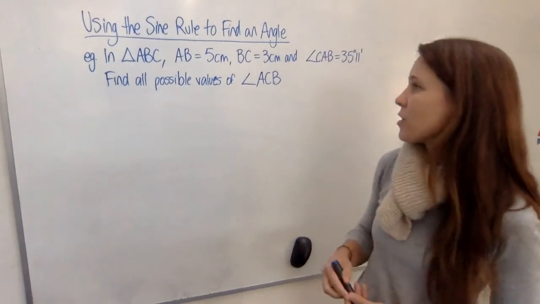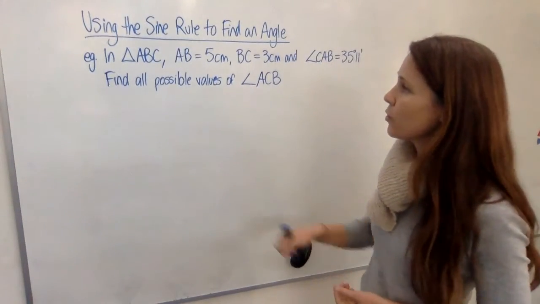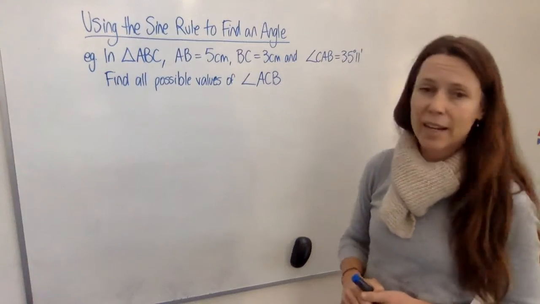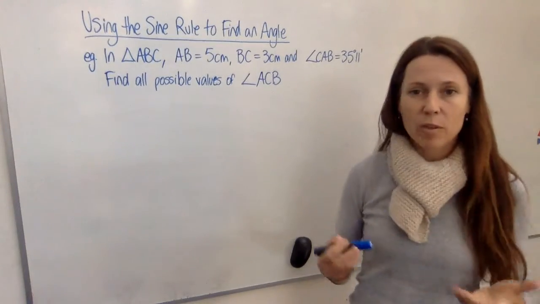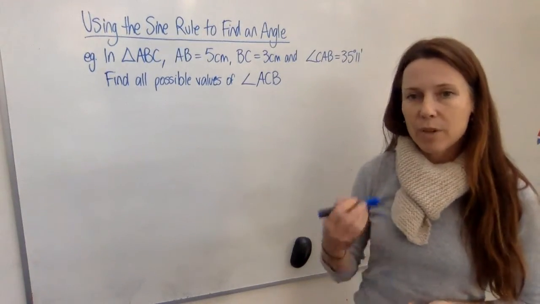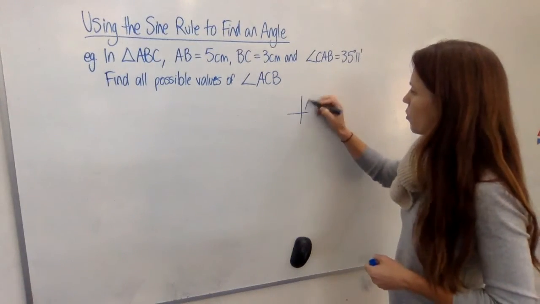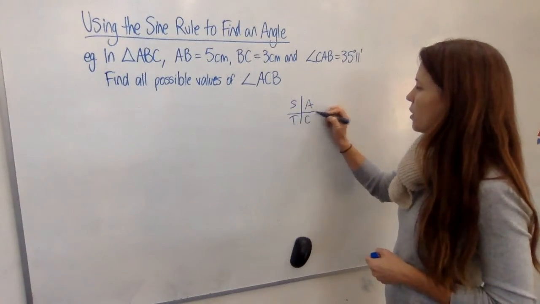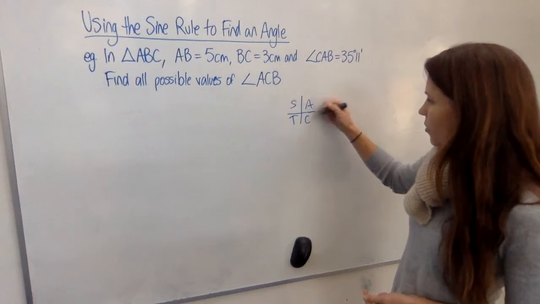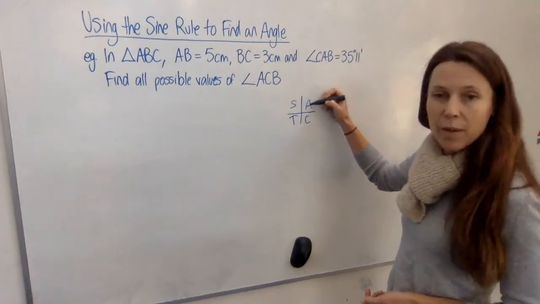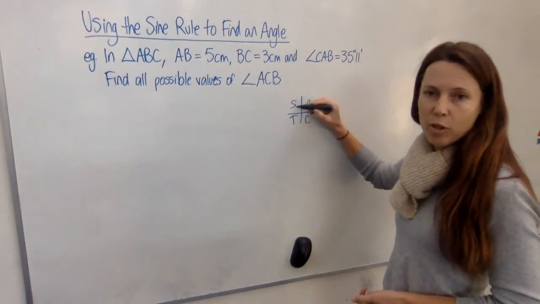This is a good question to look at as an example of what to do when you're using the sine rule to find an angle. Now, remember the sine rule has that ambiguous case, and the reason for that is when you look at your all stations to central, the sine of an angle is positive in the first two quadrants. That means for acute angles and obtuse angles.